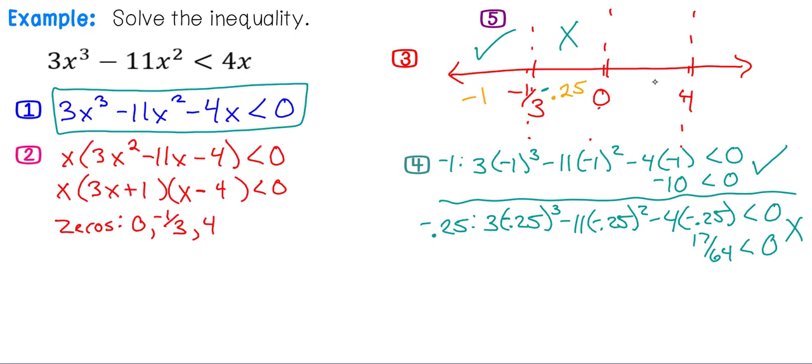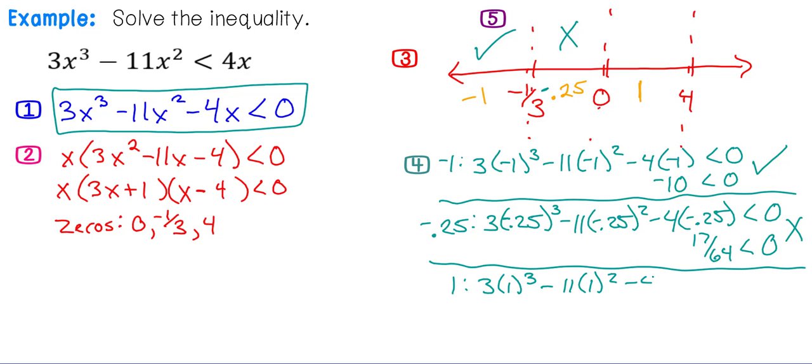Okay, so for this one, I'm going to just use 1 because 1's a nice, easy number to use. And when I plug it in, 1 would be 3 times 1 cubed minus 11 times 1 squared minus 4 times 1. So that would be 3 minus 11 is negative 8, and a negative 4 is a negative 12. Is that less than 0? Yes, it is less than 0.